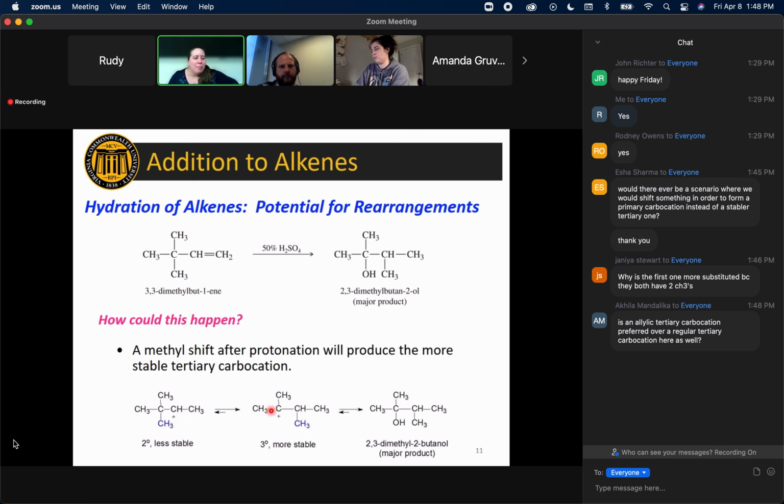And then another question in the chat box says, is an allylic tertiary carbocation preferred over a regular tertiary carbocation here as well? Yes, anytime you have an allylic carbocation, that is going to give you an extra boost of stability. And so that will help as well. Of course, we don't have any allylic carbocations in this case, but if we did, and if we could rearrange to create that, that rearrangement would be a likely rearrangement to happen.